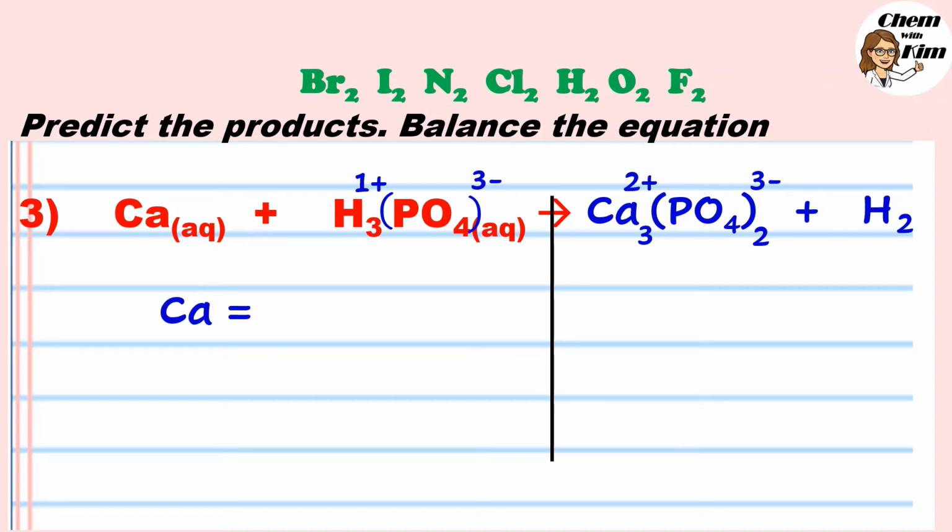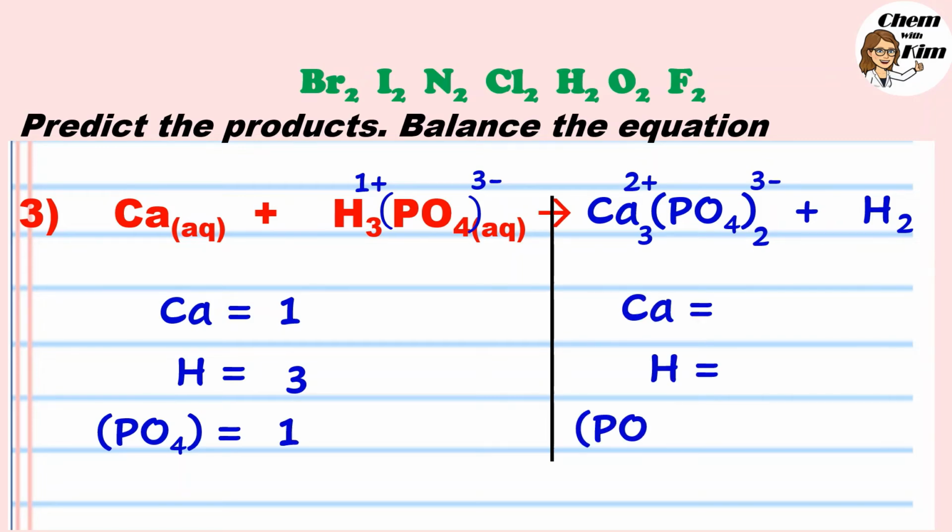Let's make our inventory. There's 1 calcium on the reactant side, 3 hydrogen, and because the phosphate ion, that PO4, stays together and it didn't change and it didn't splinter, we don't have phosphorus and oxygen spread out, we can keep that polyatomic ion together in our inventory to make it a little bit easier. So on the reactant side, there's just 1 of those. Now let's go to the product side. We're going to have 3 calcium, 2 hydrogen, and now we have 2 phosphate ions because now there's a subscript of 2 outside the polyatomic ion.